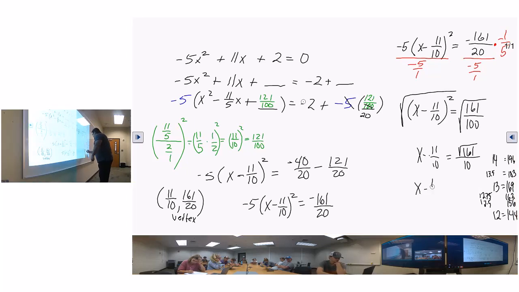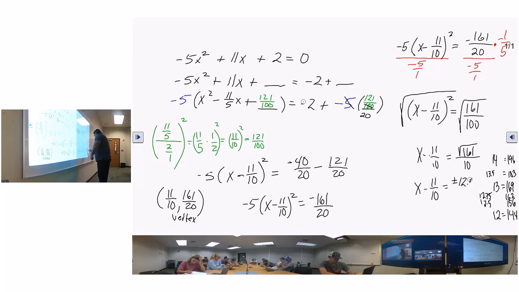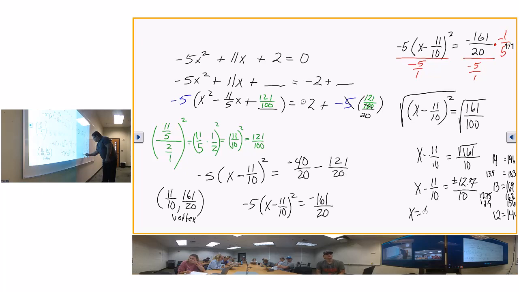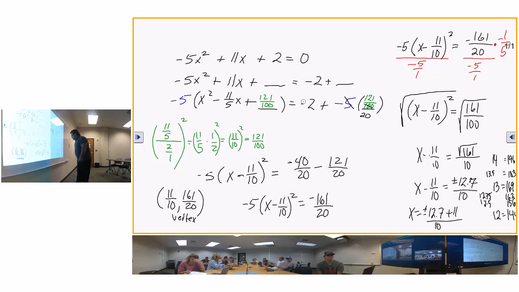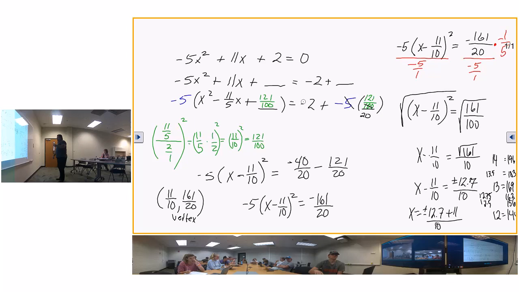X minus 11 over 10 is equal to positive or negative 12.7. Somebody check me. What did I say? 12.7? Somebody check me on your calculator, those of you on the calculator drill team. X is equal to positive or negative 12.7 plus 11 over 10. Now what's 12.7 plus 11? 23.7. Somebody help me out. That's right. So 23.7 divided by 10 is 2.37.